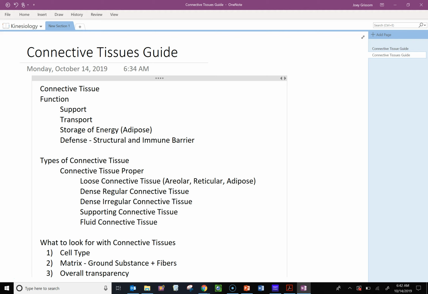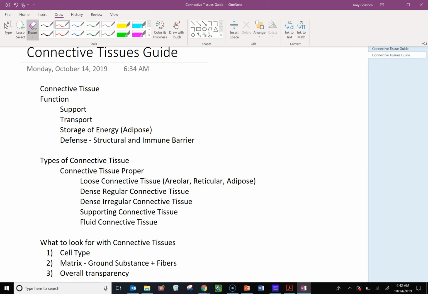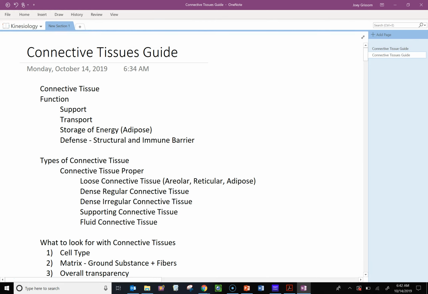Okay, so let's just review a little bit about connective tissues in general. Remember, our connective tissue is going to be generally deeper, and specifically deep to epithelium. Its main function here is going to be support, providing that scaffolding to which other cells can bind. So we've got structure here.